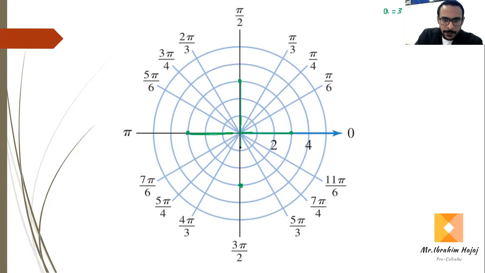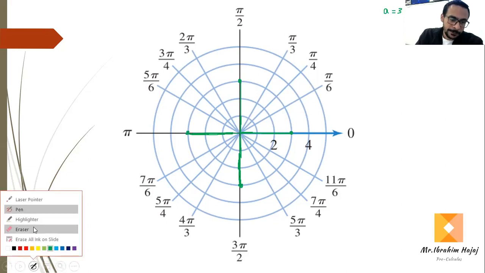Right? How many petals? 4 petals. So here's 1, and here's 2, and here's 3, and here's what? 4. So that's 4 petals, yes, exactly.